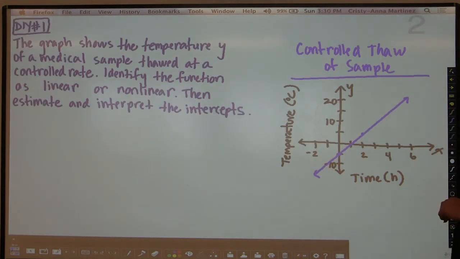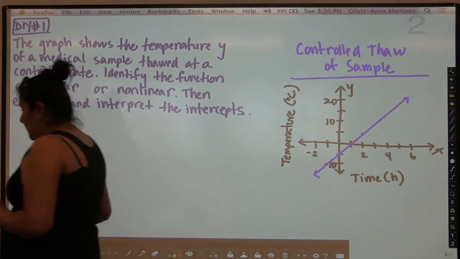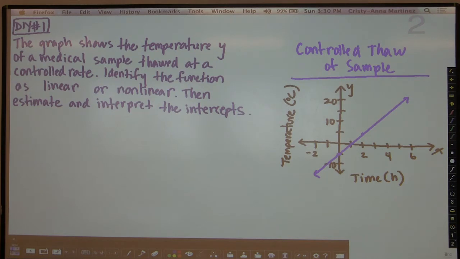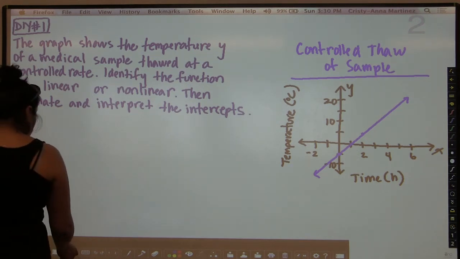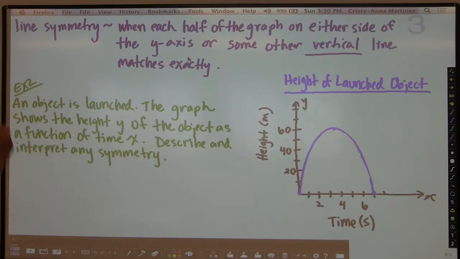So we have another example for you here. Now again, the graph here is found in your textbook on page 56 if you want a cleaner graph to look at. Then we're going to move on to symmetry, and what we call line symmetry. And so here I have a definition for you of line symmetry. And line symmetry is when each half of the graph on either side of the y-axis, or it doesn't have to be the y-axis, it could be some other vertical line, matches exactly.